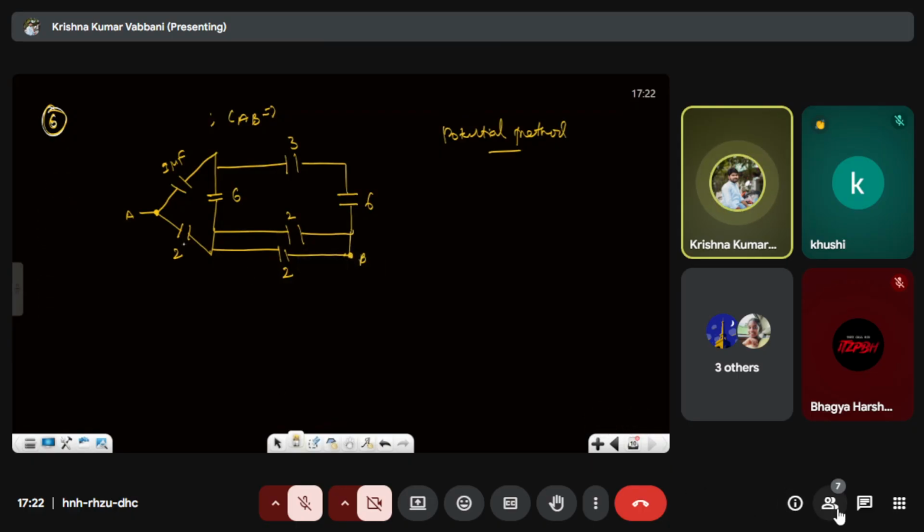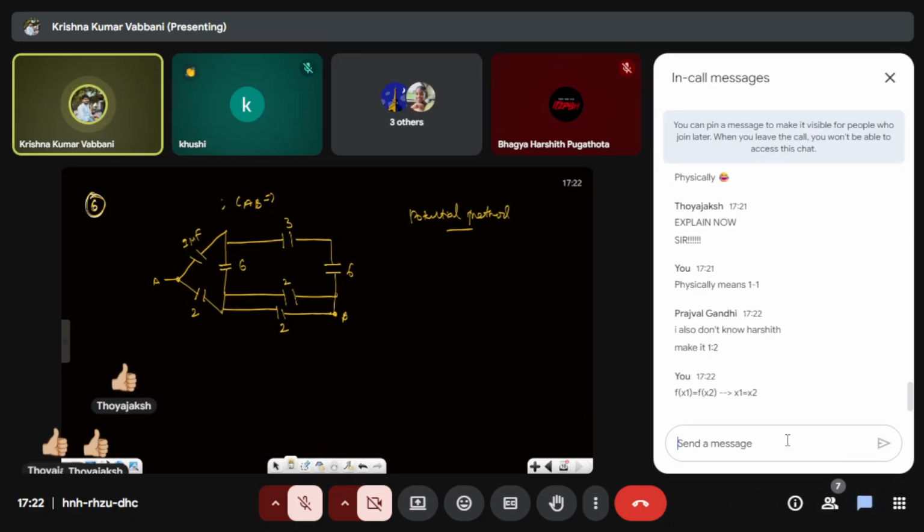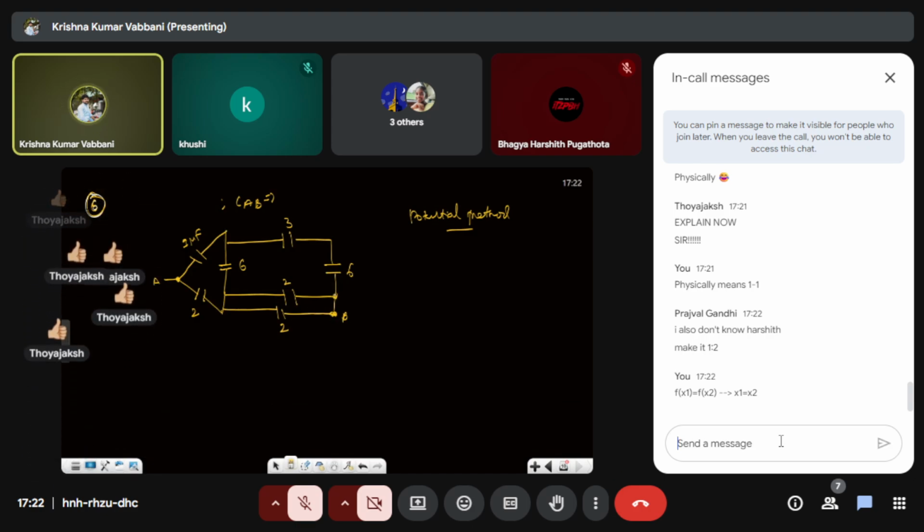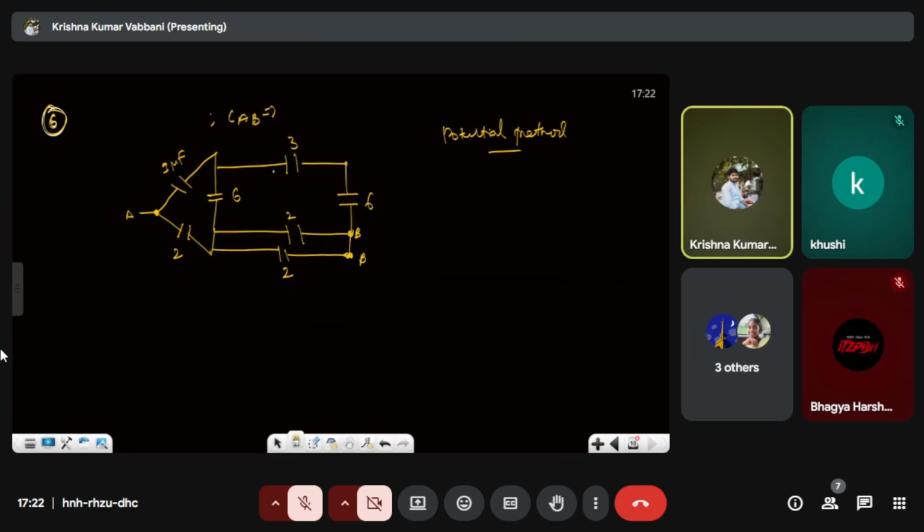So we know what the potential method is. Here A comes, but here A does not come. Here B potential comes, B will come here, not here. If it does not come, what do you have to take? We have to take the potential difference, C, B, whatever you can take. Take it and solve it. Options are 2 microfarad, 3 microfarad, 6 microfarad, 9 microfarad. Okay, Nandi? This question is very easy.